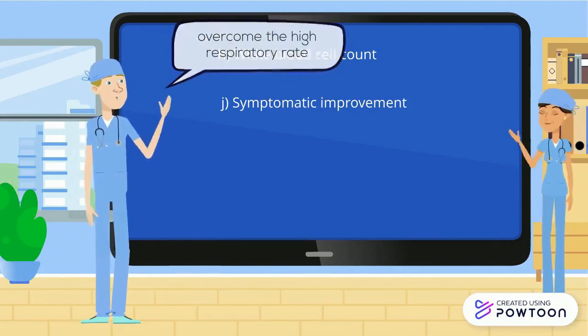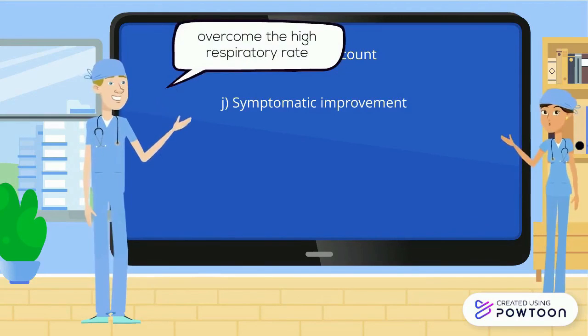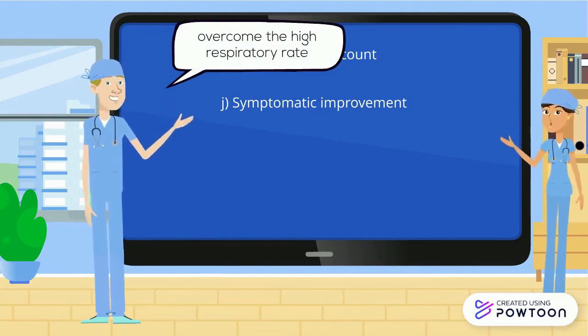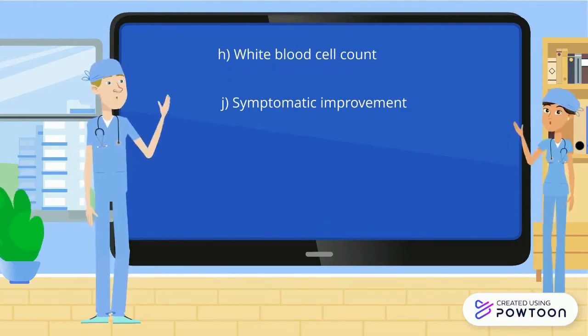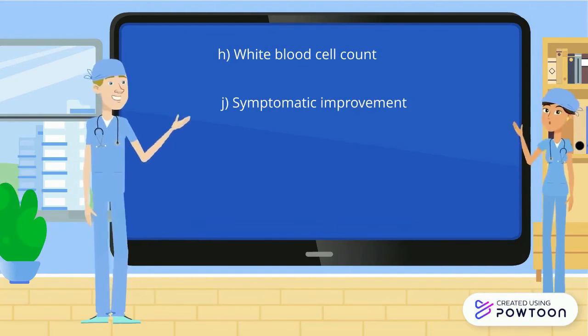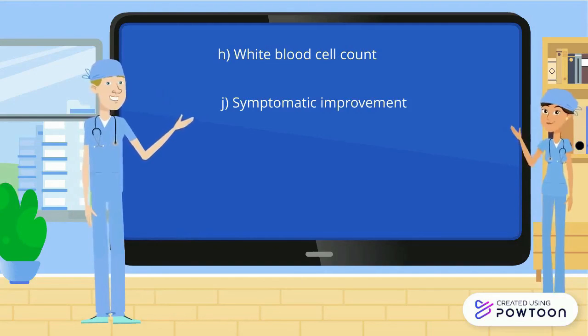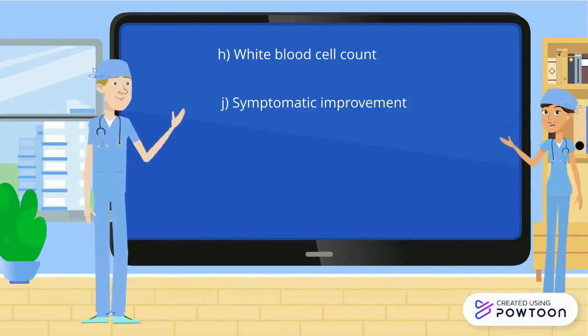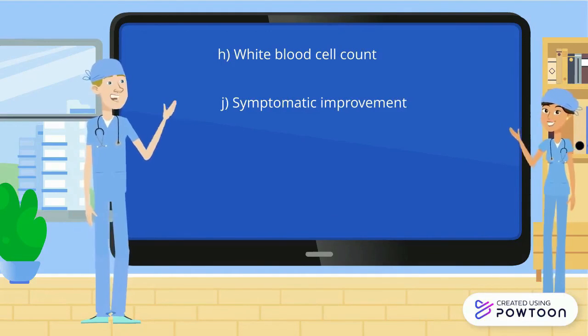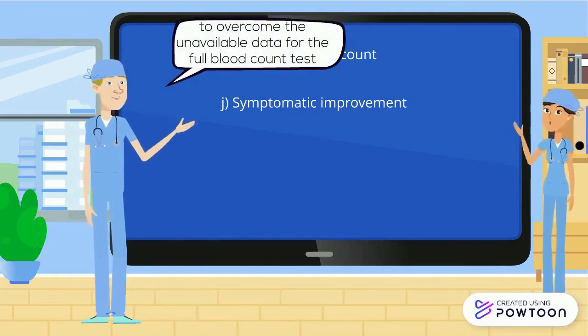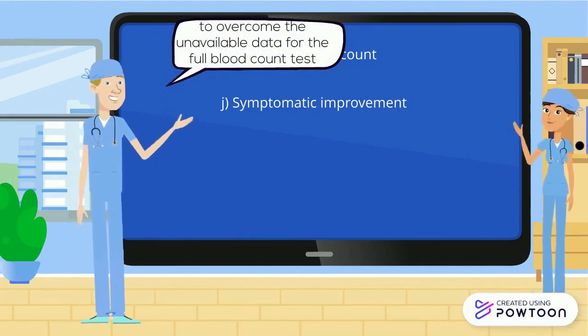The next plan is to overcome the high respiratory rate. Monitor the arterial blood pH so that it does not fall below the lower limit because it can cause metabolic acidosis if it reduces even further. Other than that, monitor the respiratory rate of the patient because a higher respiratory rate is a symptom of metabolic acidosis. Lastly, the plan is to overcome the unavailable data of the full blood count test.